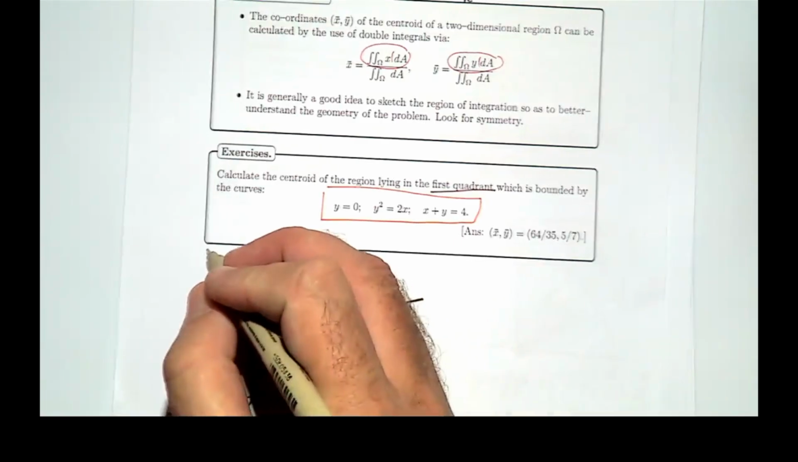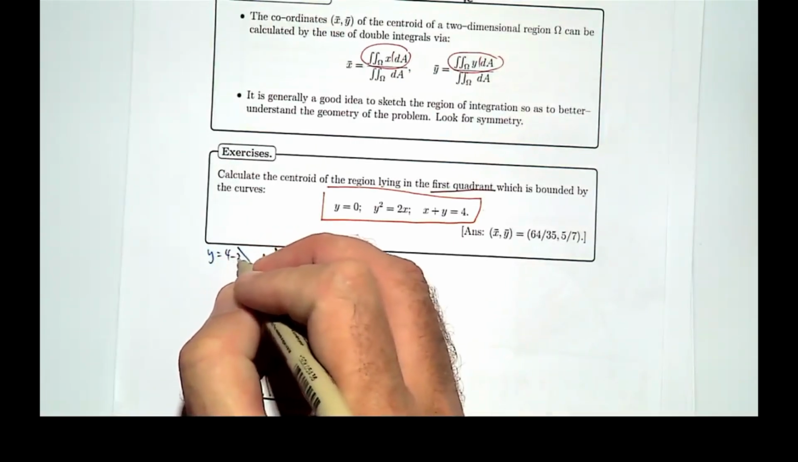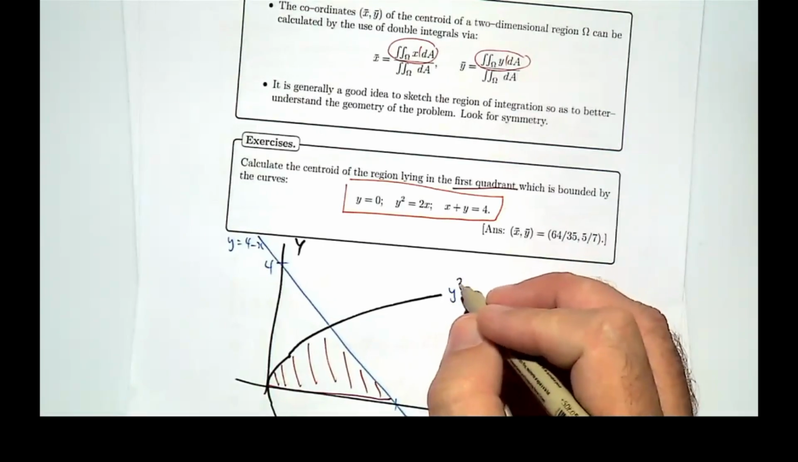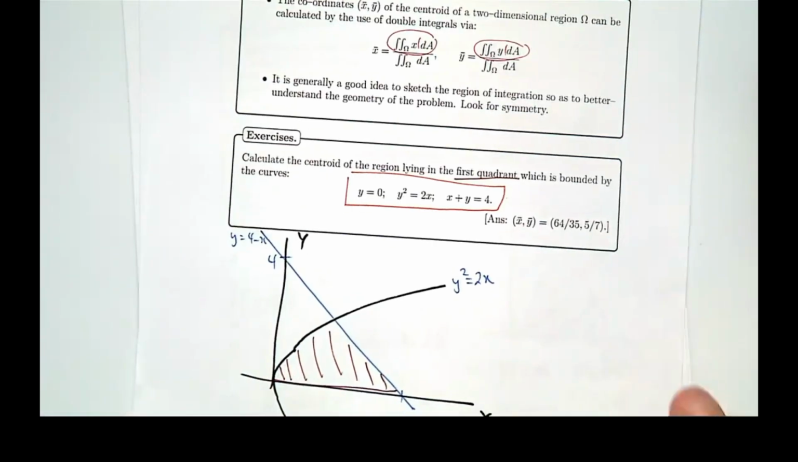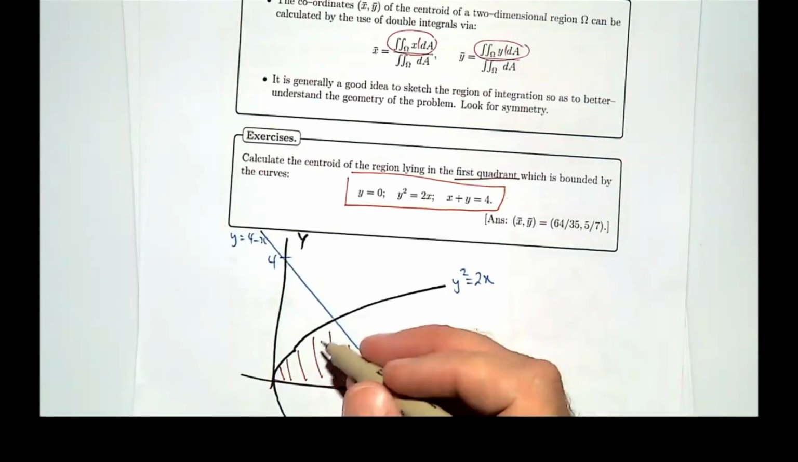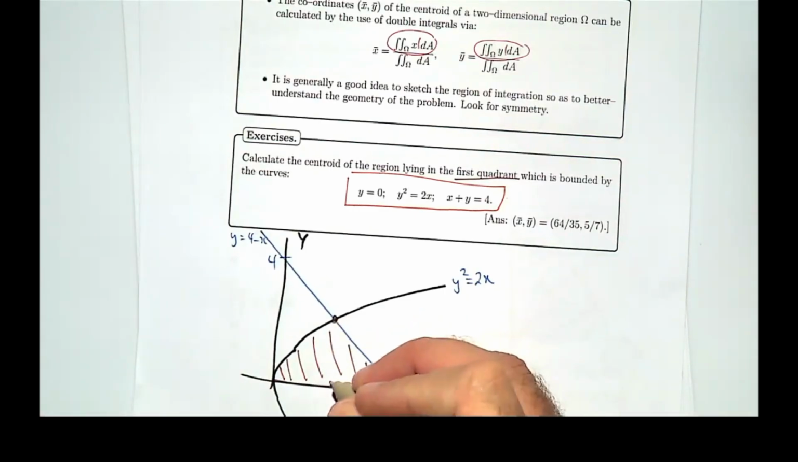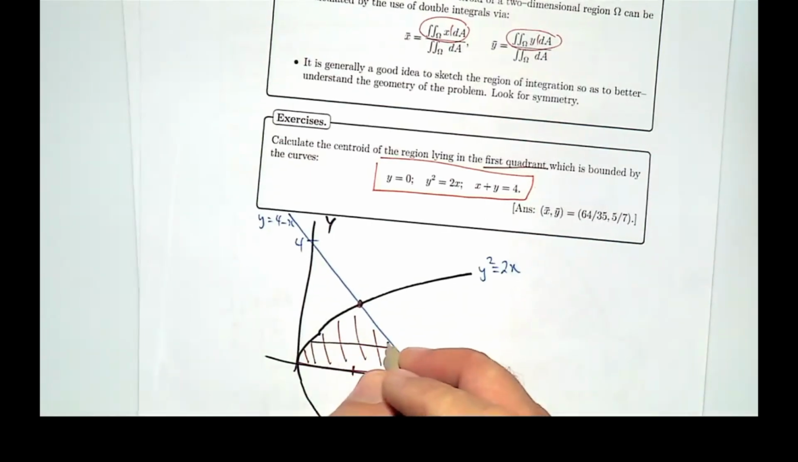So how are we going to describe this? Well, this is the line y equals 4 minus x, and this is the curve y squared equals 2x. If we're going to describe it, how would we set it up? Well, you could find that intersection point and plot it down there, and then go with the y between this curve and that curve and the origin and the x-axis. I'm not going to do that. I'm going to go this way.